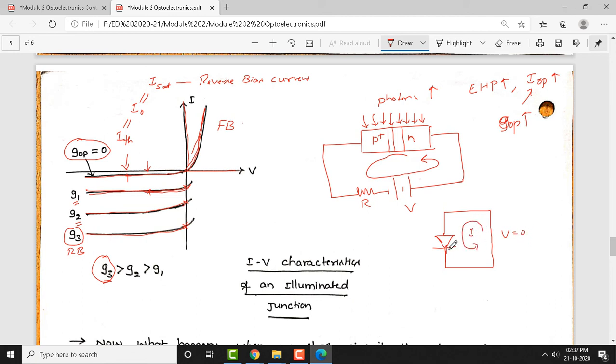Current exists here because there are photons interacting with the junction. So you are not using the power supply, you have just short circuited this, but current flows. The direction of current is reversed, it should flow from N to P. So you can see here this is N to P. This is the direction of current here.